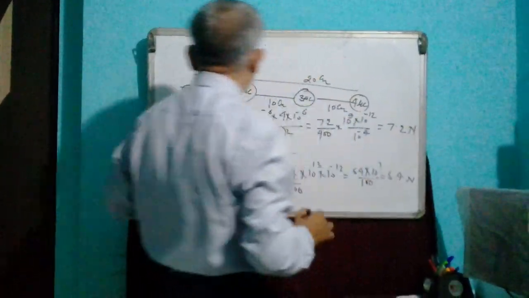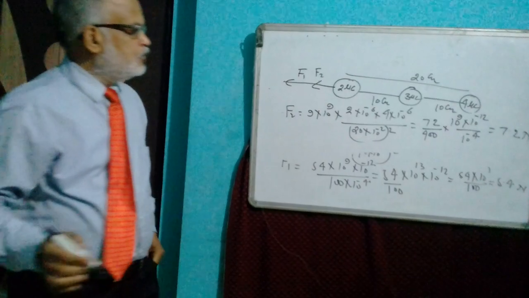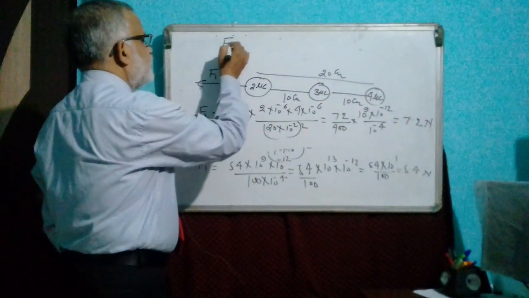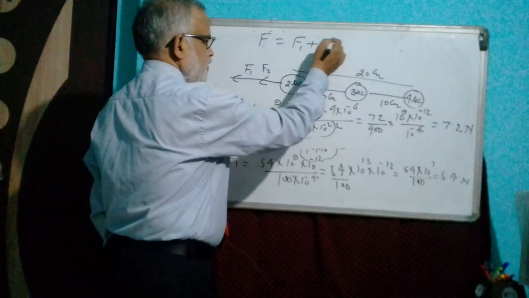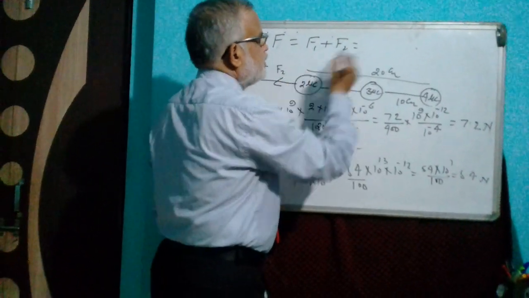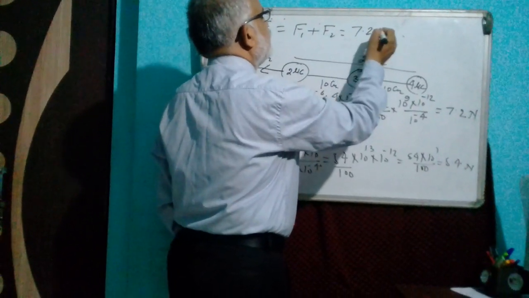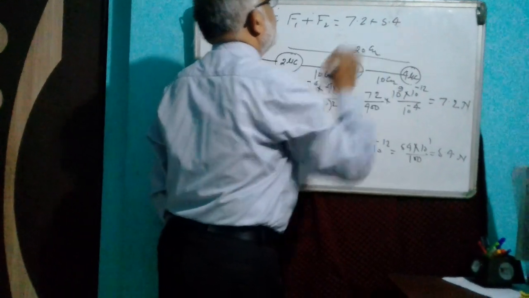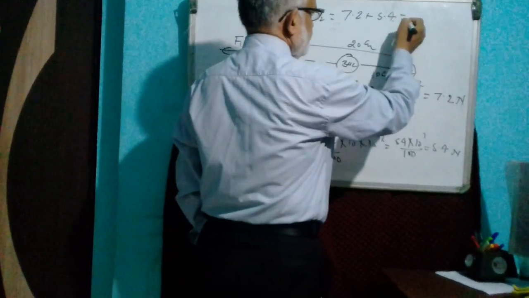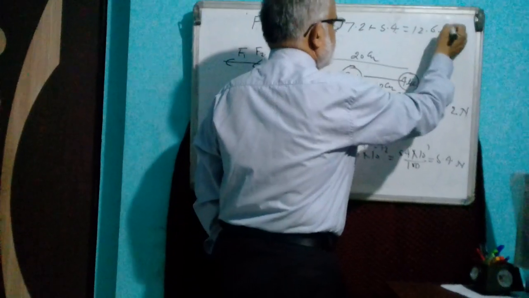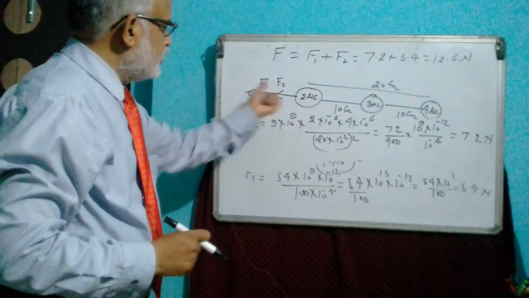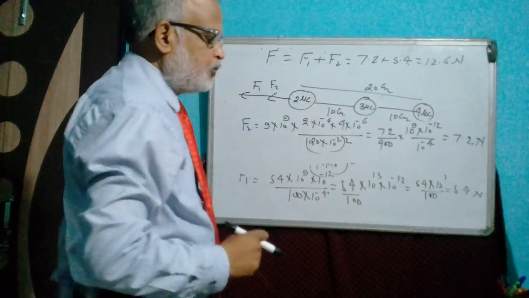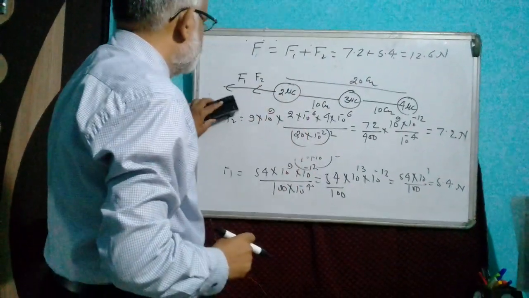The net force acting on the 2 microcoulomb charge is F equals F1 plus F2, that is 7.2 plus 5.4, which is 12.6 Newton. Hence, the force acting on the 2 microcoulomb charge is 12.6 Newton.